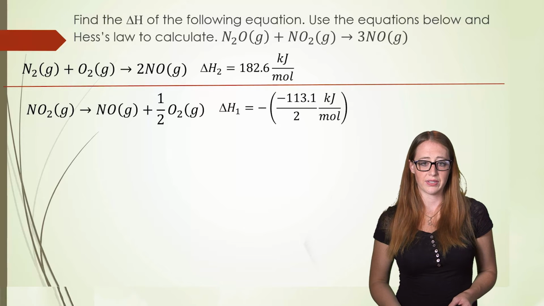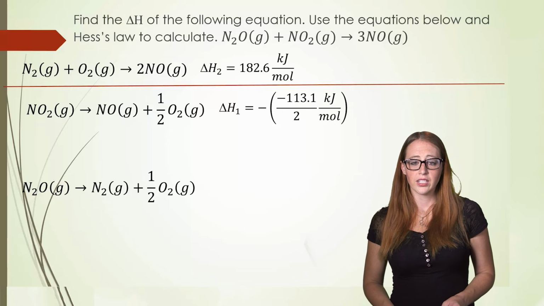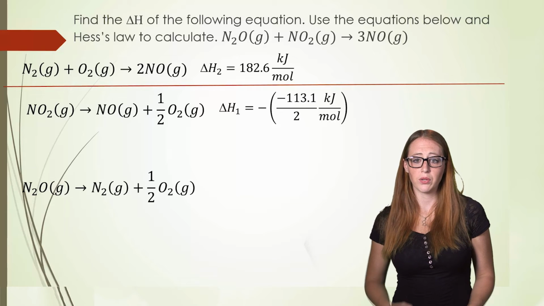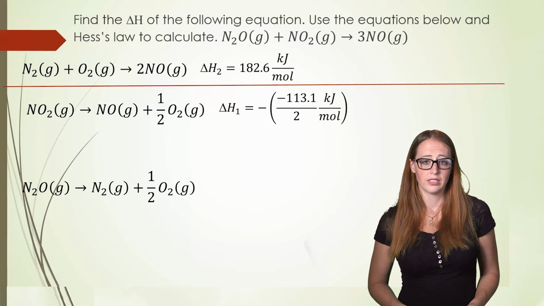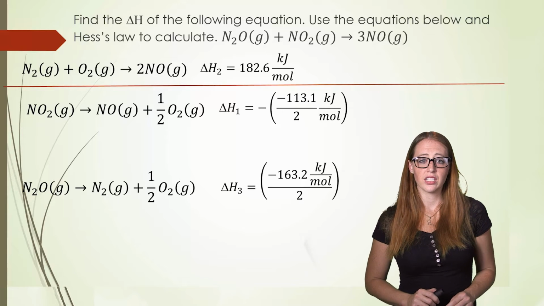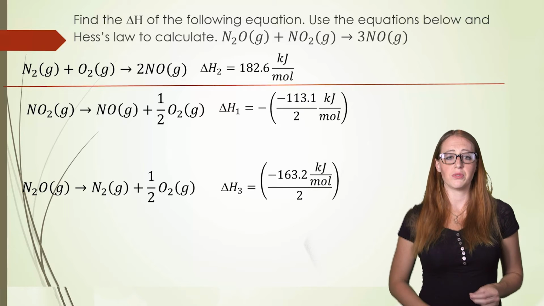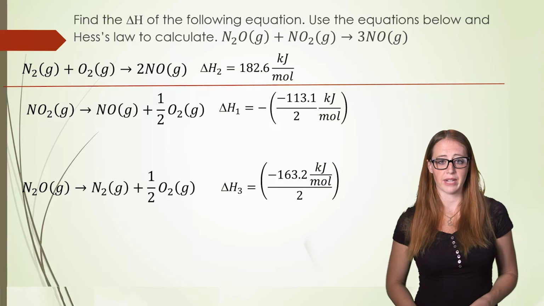Now let's look at our third reaction. Here, we didn't have to reverse it. We only had to divide by 2. So we do the same thing to the delta H. We don't have to change the sign because we didn't reverse it. All we have to do is divide by 2 because we divided the reaction by 2.